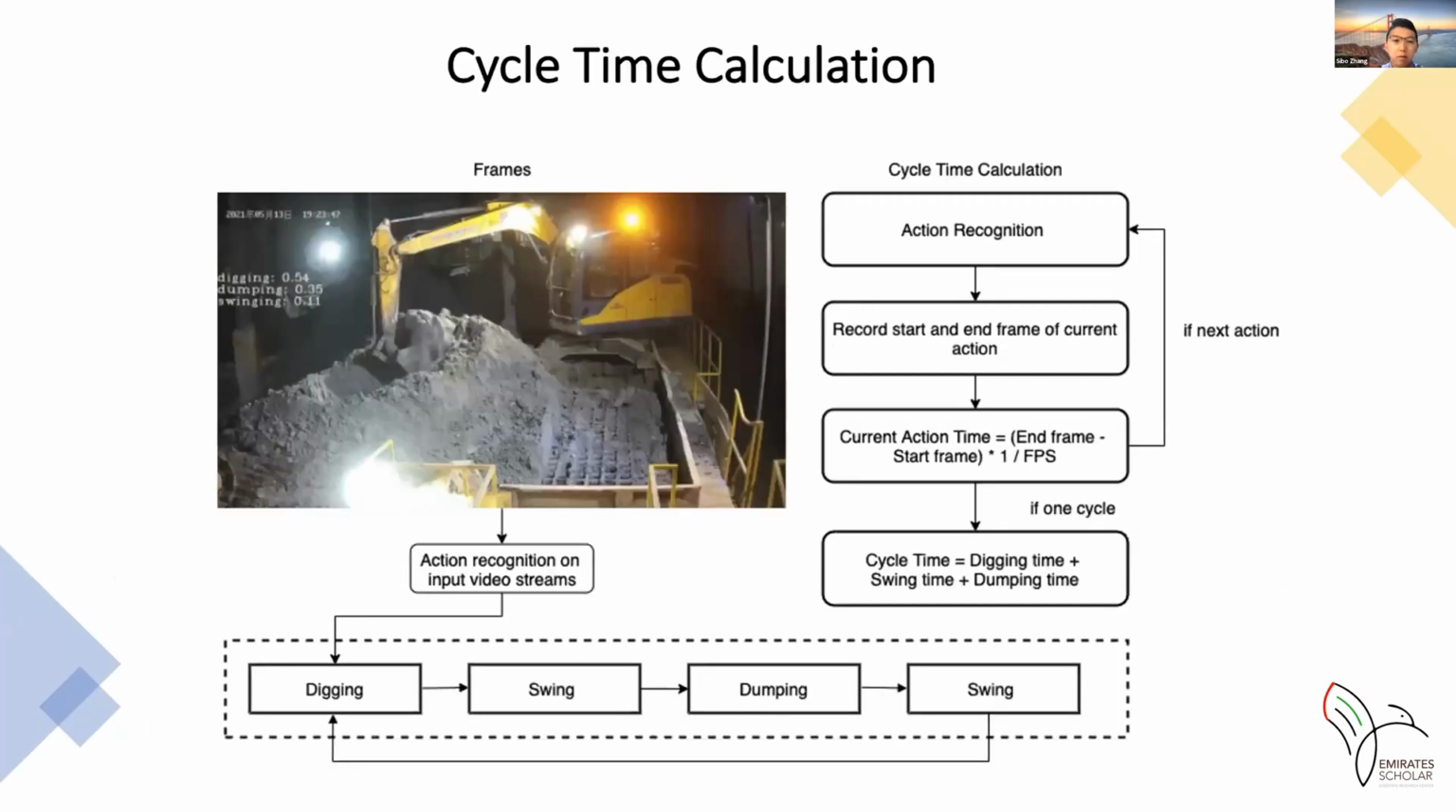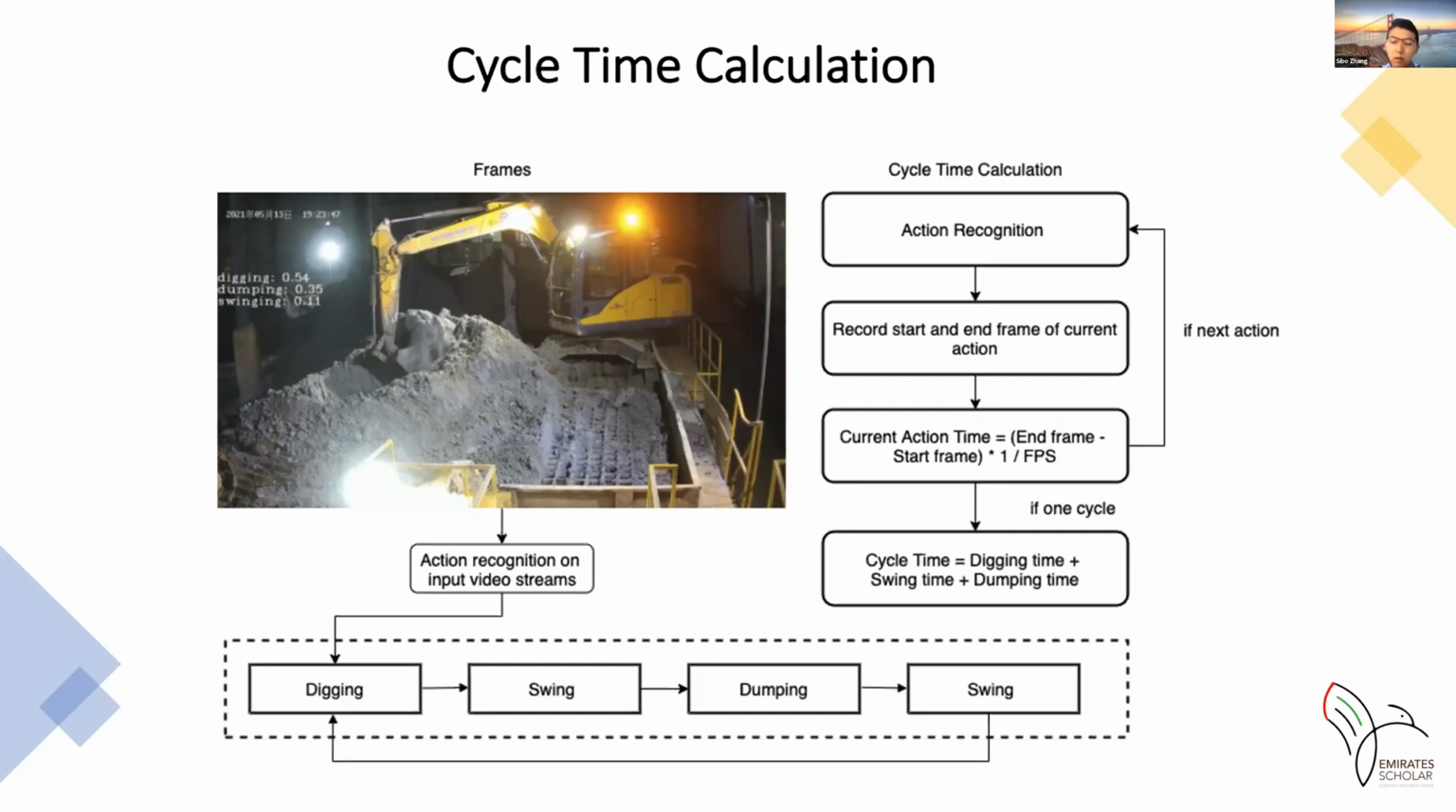So for the cycle time calculation, the time for each cycle is measured following the workflow shown in the figure. After the action recognition, each video frame is labeled. Then we record the start and end frame of the current action. So the current action time equals the end frame minus the start frame, divided by the frames per second of the video.